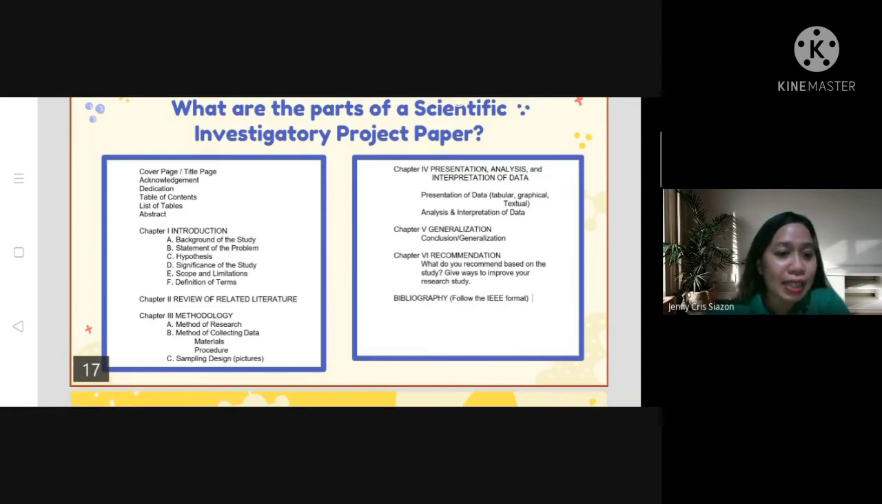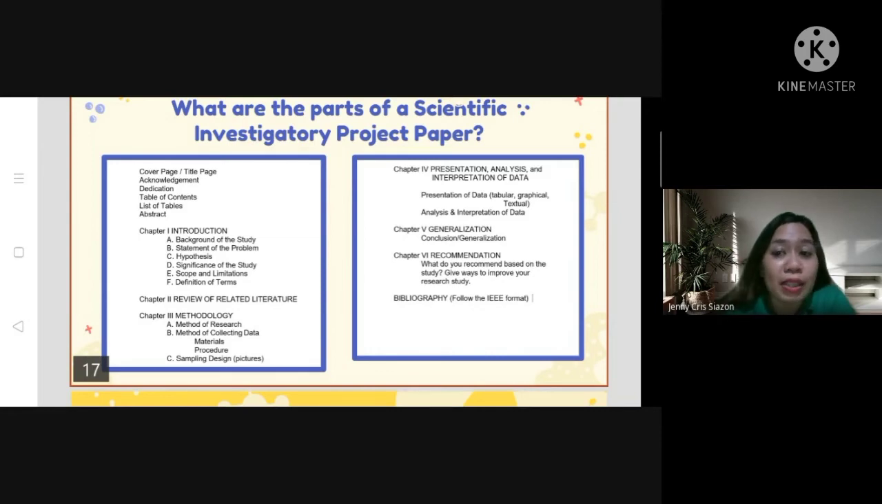So it has 6 components: the background of the study, statement of the problem, hypothesis, significance of the study, scope and limitations, definition of terms. And after that, the chapter 2 should also be done, the review of related literature. So for chapter 3, we have the methodology. So you're going to explain your methods of research, methods of collecting data, the materials, the procedure, sampling design with pictures.